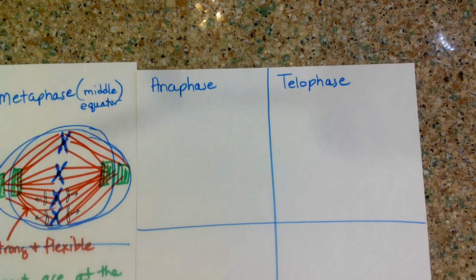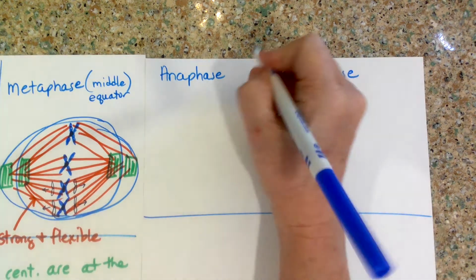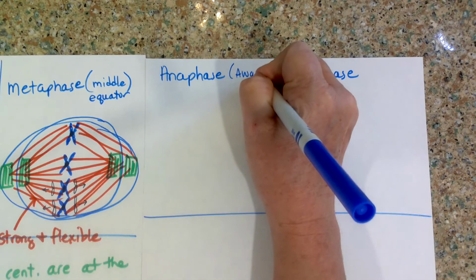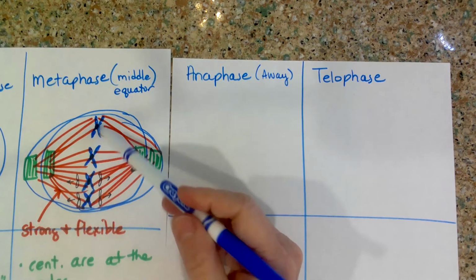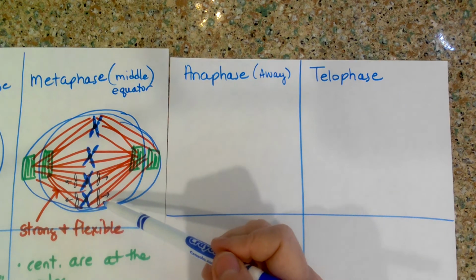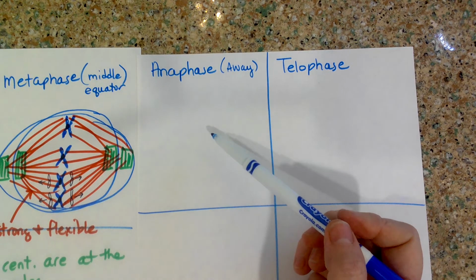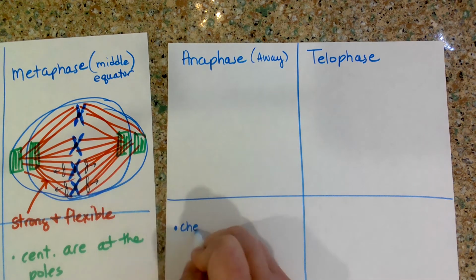Okay, so now, your picture, you have your metaphase here. So they're all lined up. So A stands for away. So if you're looking at cells and you see that the chromosomes are still intact, you are still in metaphase. Once they rip in half, you are now in anaphase. In anaphase, the chemical reaction occurs.